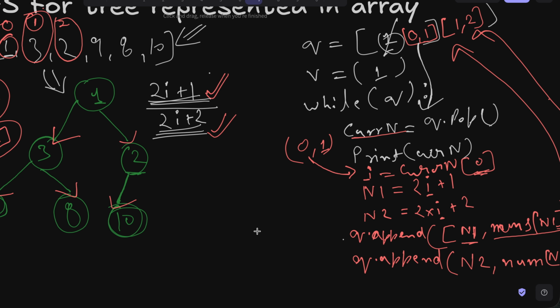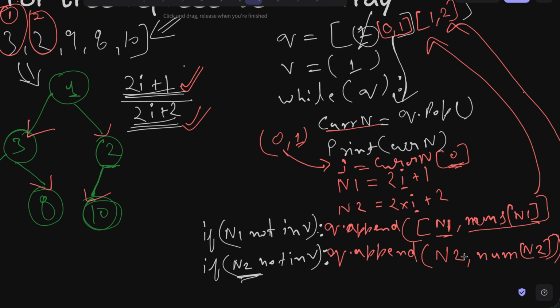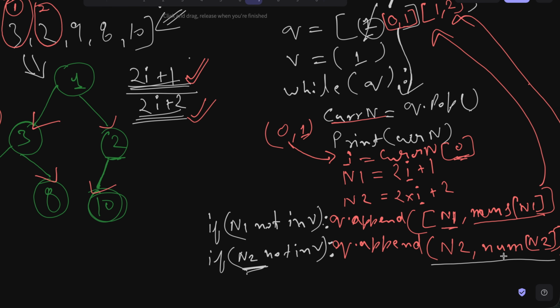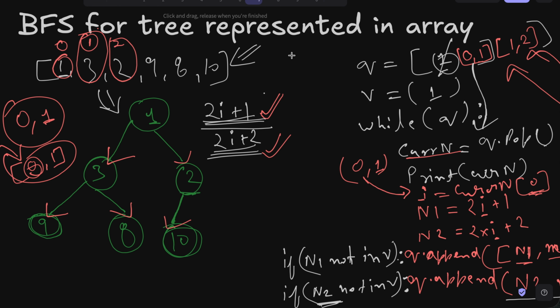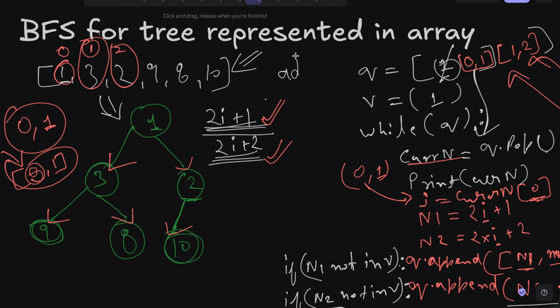So it means the condition will be like this. If n1 is not visited, then only you append it. If n2 is not visited, then only we append the n2 element inside of the queue. So I hope now it is getting clear to you that if we don't have an adjacency list in the question and we only have these conditions or rules, then we are supposed to use these rules to calculate the neighbors and then store them in the queue.